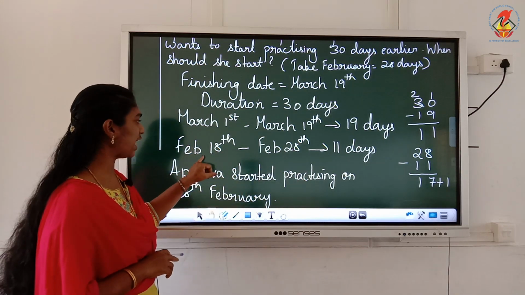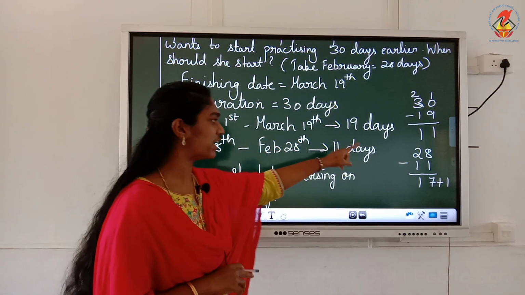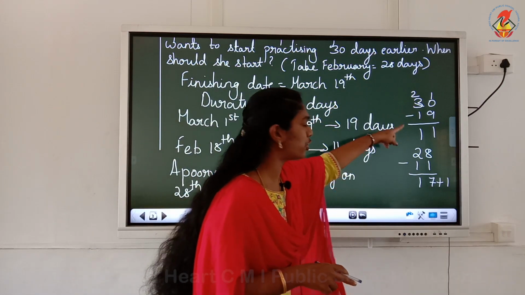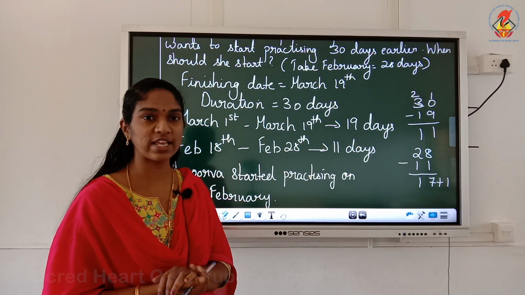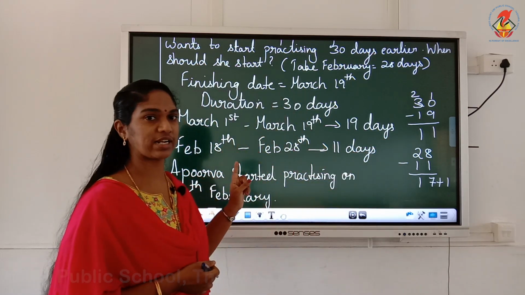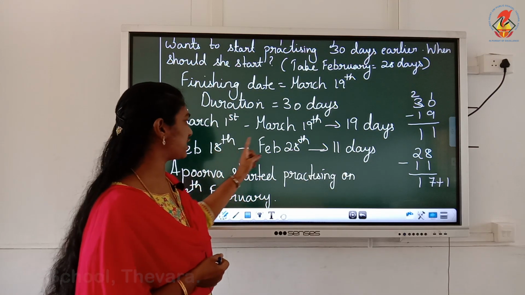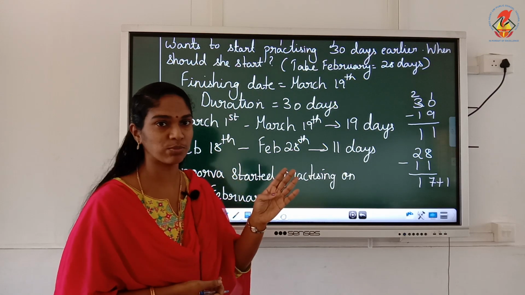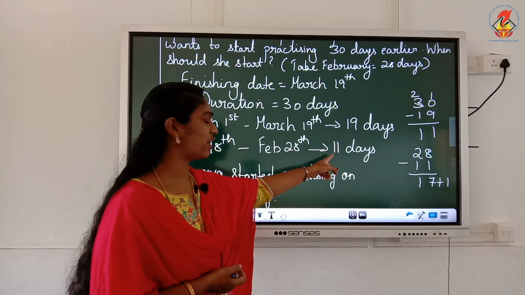So, from February 18th to February 28th, I did this subtraction to find out the starting date. This subtraction I did to find out the rest of the days that is needed in February. This subtraction I did to find out the starting date. Okay. So, I got February 18 to 28. From that 18 to 28, it is 11 days. I needed 11 more days in February, right? So, that 11 days I got over here.